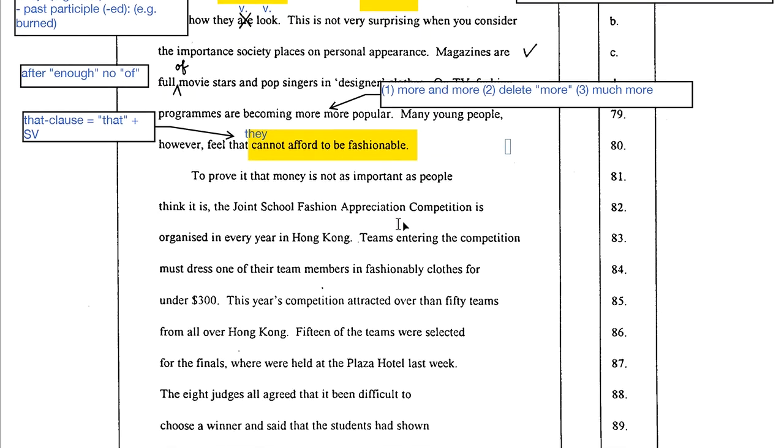Question number 81. To prove it that money is not as important as people think it is. Alright? Now, prove means 證明. Okay? To prove that means 為咗證明乜乜乜乜乜. Right? So, this part needs to be a noun. Alright? To prove.